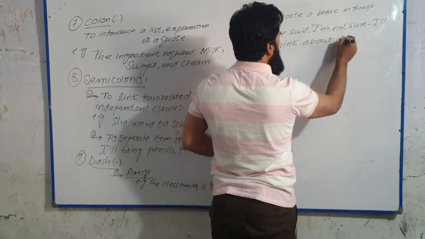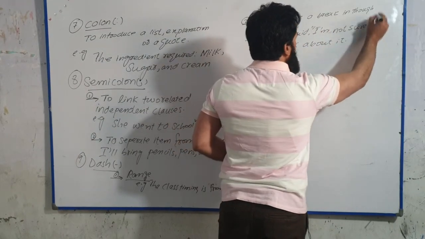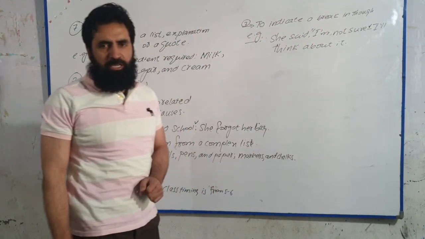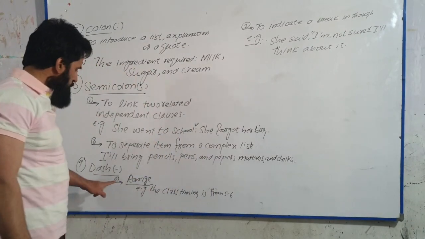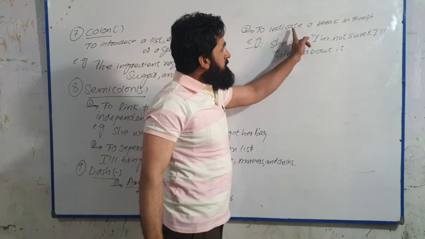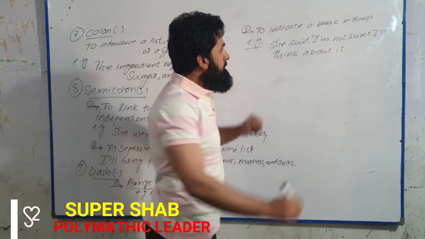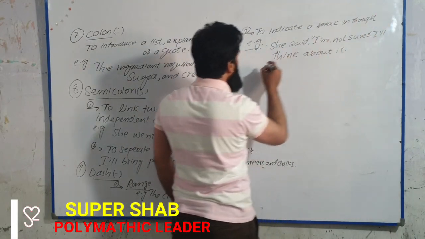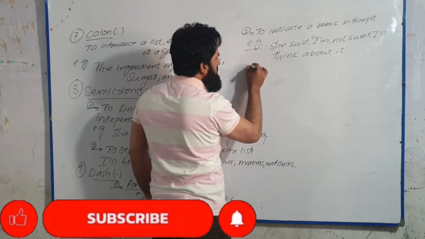So in this way we use this punctuation mark that is called dash. Okay, so the first use was for range, the second one is to indicate a break in a thought. Okay, to indicate a break in a thought. And what about the third use?